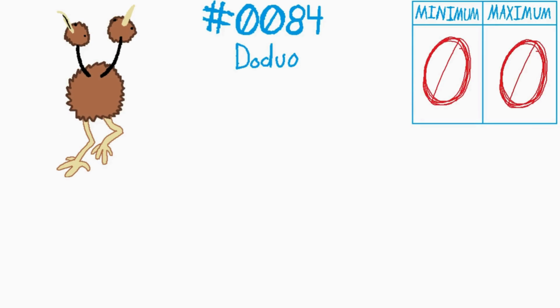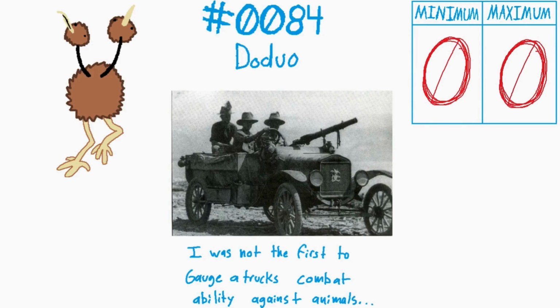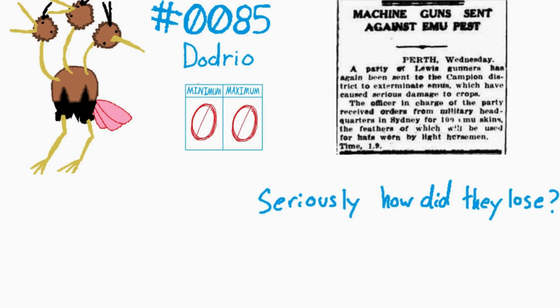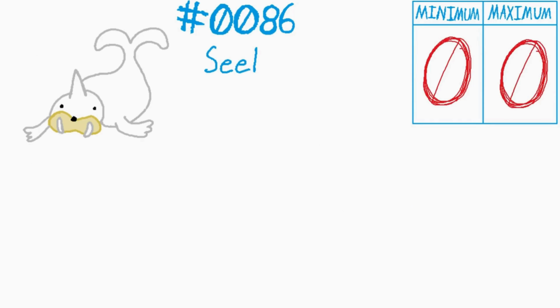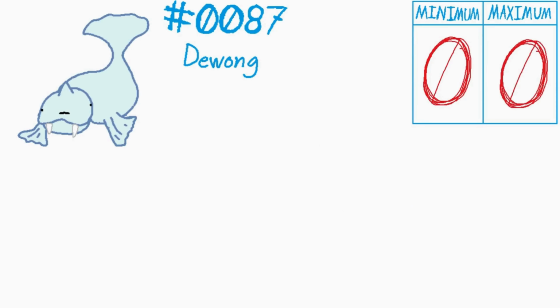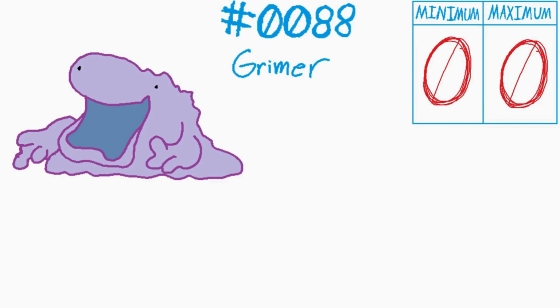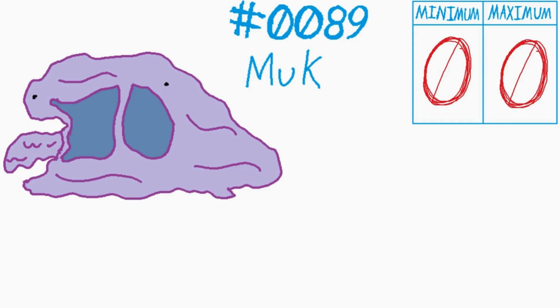I guess this is payback for the Emu War. Dodrio. Refer back to Doduo. Seal, they're just like a seal. Dugong. I think they're still just a seal. Grimer is a literal pile of goop. Muck. This thing is an absolute bioweapon.